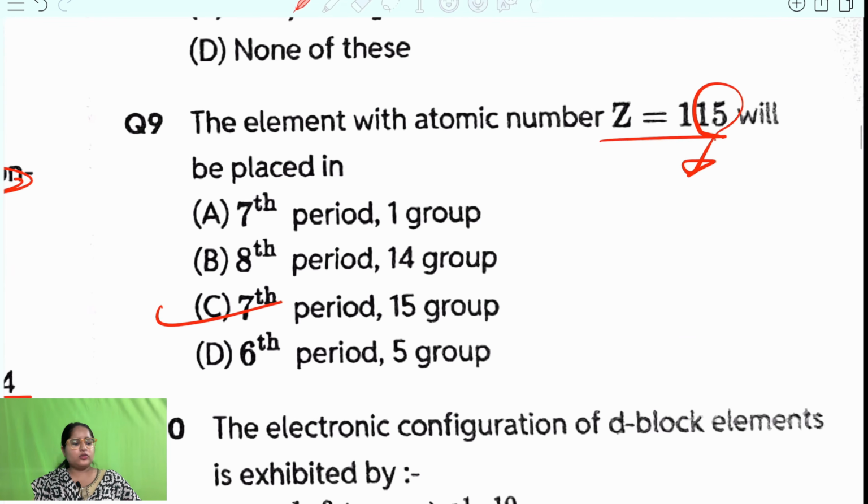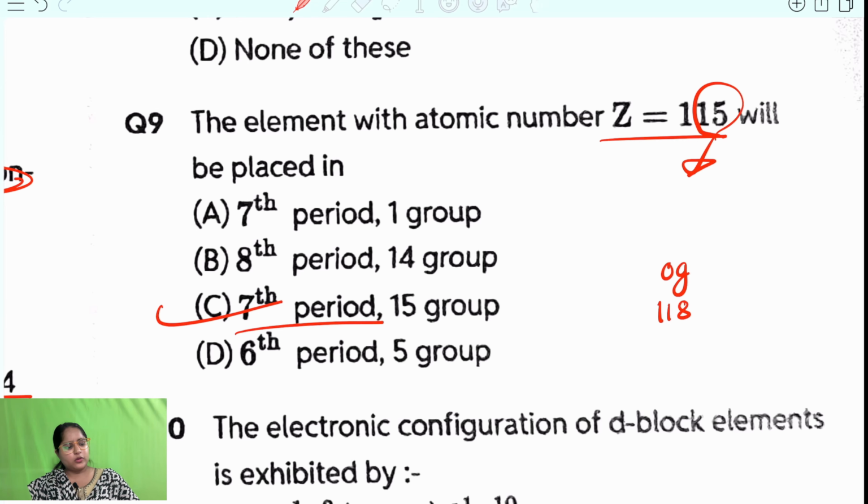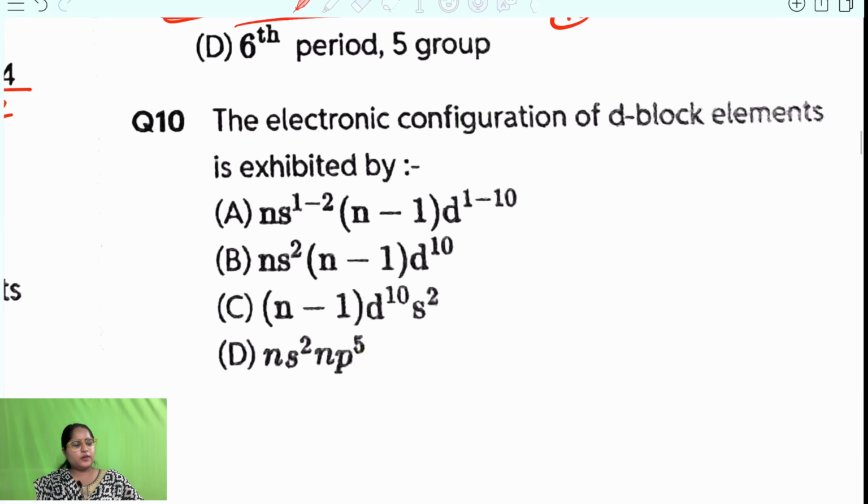And how to check the period, just now I have told you. So for 15th, you can think about Og. Og is 118 and is in the last period, the 7th period. So before Og there are only 117, 116, and then 115 will come, in the 7th period.